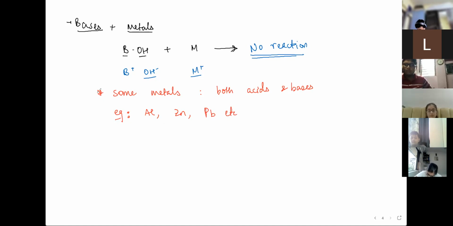Mansi, note this down. Whatever I write in red, absolutely note it down. Some metals react with both acids and bases. These are the examples. So they are called amphoteric metals.